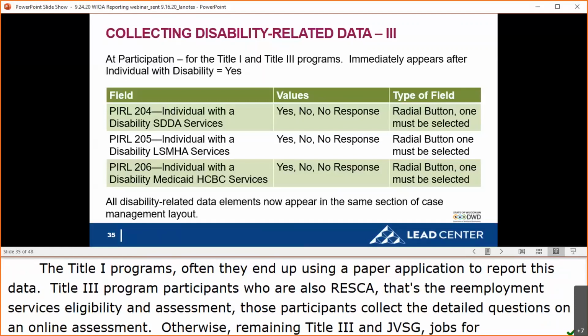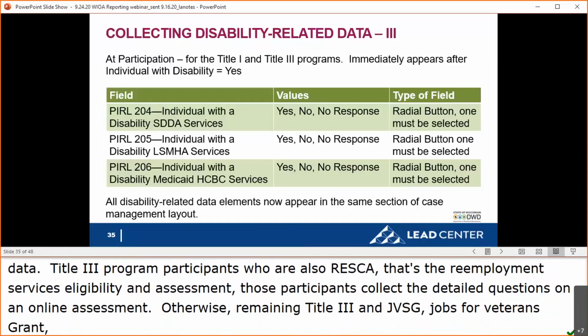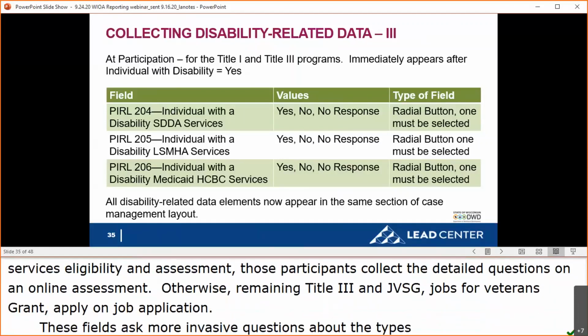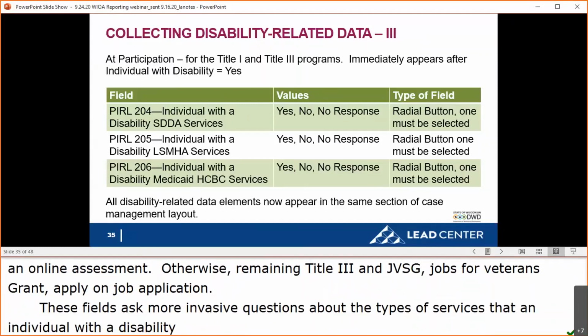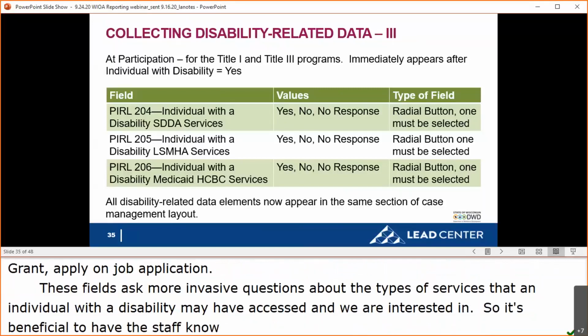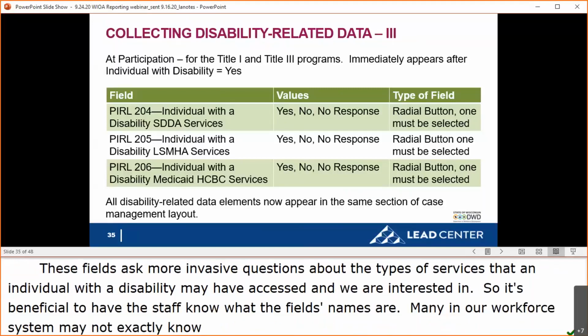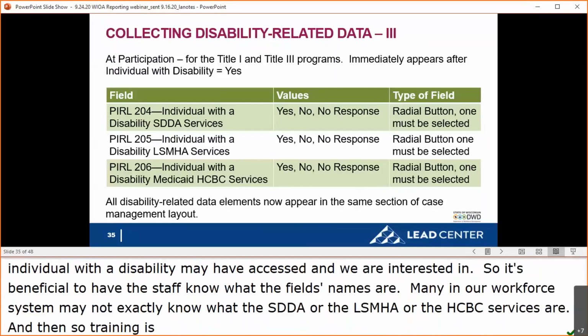Regarding these questions, these fields ask the more invasive questions about the types of services that an individual with a disability may have accessed, and we're interested in. So it's beneficial to have the staff know what the field names are. Many in our workforce system may not exactly know what the SDDA or the LSMHA or the HCBC services are. So training is the first part for the staff. I'll talk about that a little bit later.